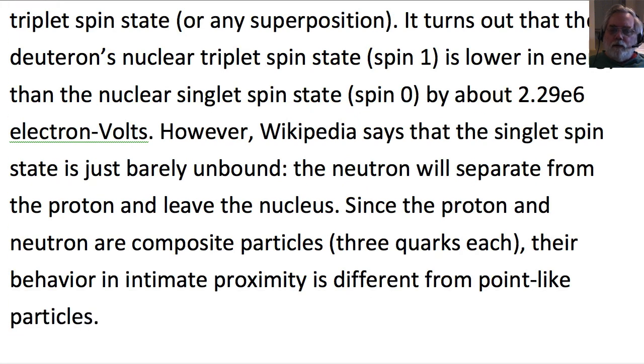It turns out that the deuteron's nuclear triplet spin state, spin 1, is lower in energy than the nuclear singlet spin state, spin 0, by about 2.3 million electron volts. Pretty large number.